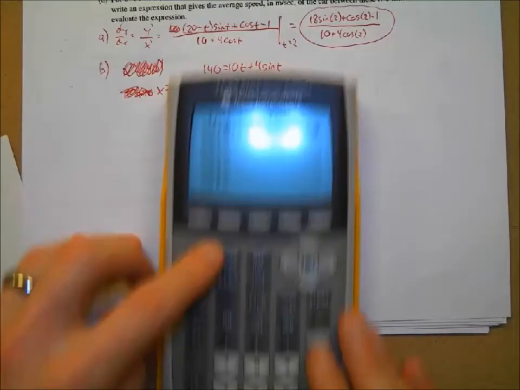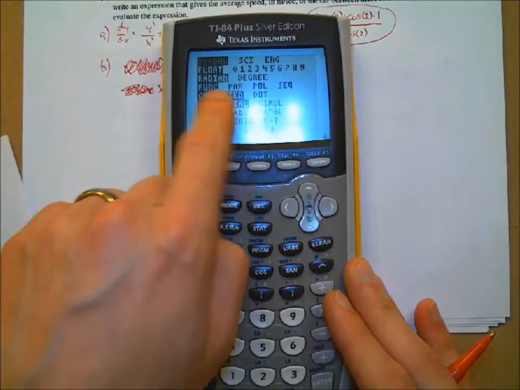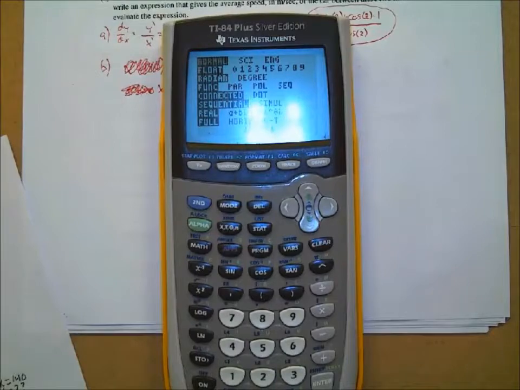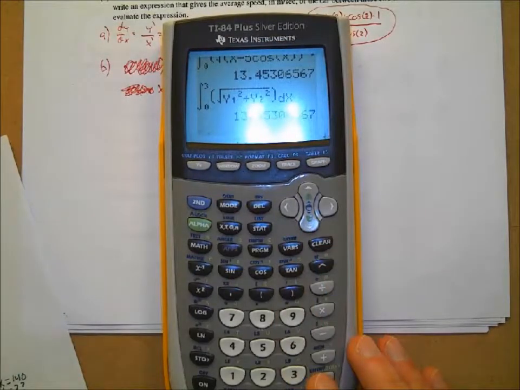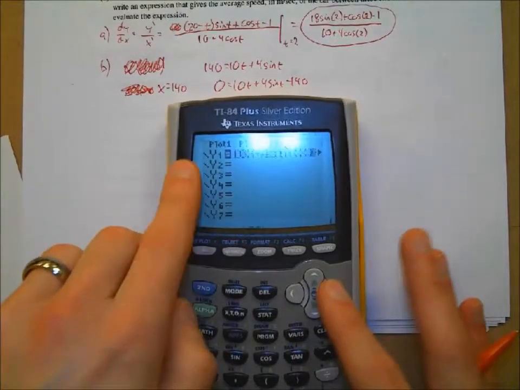How do you set these ones in the parametric? Mode button. Yeah, it should be the same direction there. Mode button, and then there's PAR there if you wanted to do that. Okay. But anywho, let me go back to my thing there. 10x plus 4 sine x minus 140.